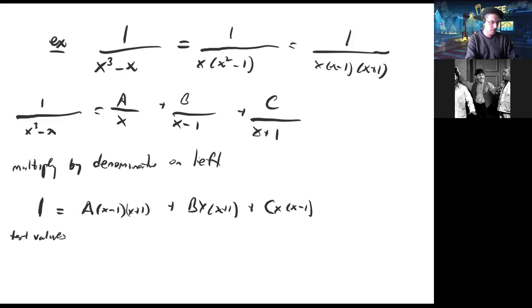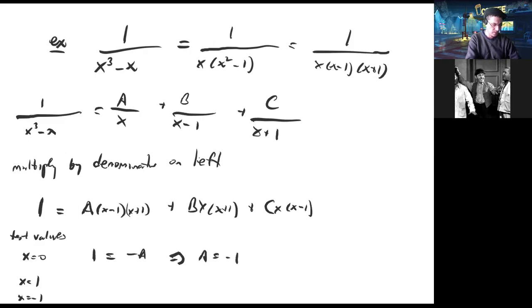Okay, so the test values which seem to be the best are x equals 0, x equals 1, and x equals minus 1, because things vanish when you put those 3 values in. So if x equals 0, you get the equation 1 equals negative a plus 0 plus 0, so a equals minus 1.